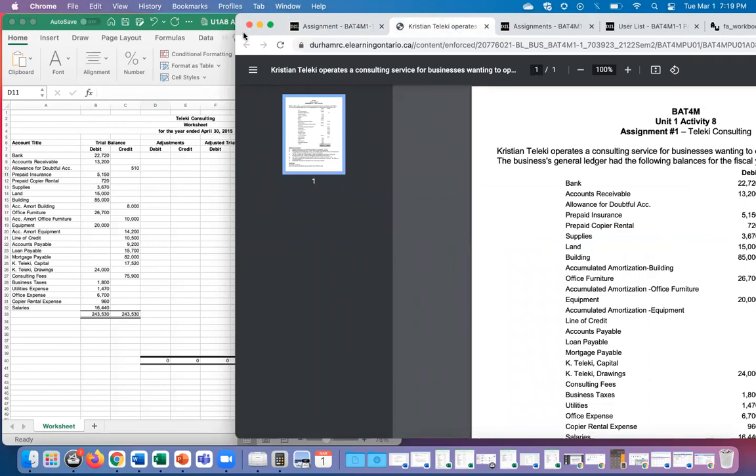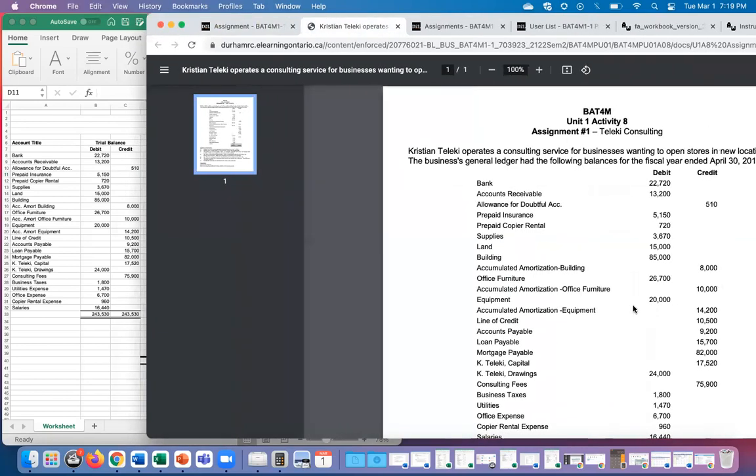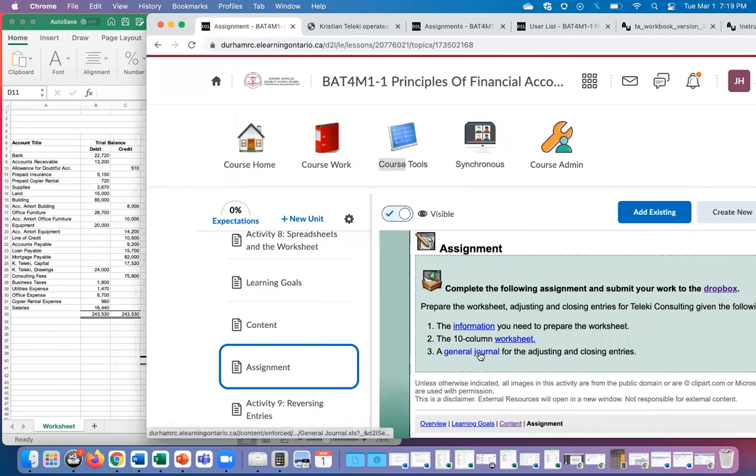Okay, the zoom bar got in my way there. Okay, so a lot of those numbers you'll see are already transferred here. The bank account debit, 22,720, accounts receivable, allowance for doubtful accounts, etc. So those are all loaded in already, and that's good. The third thing is a general journal. And again, this is for journal entries, which you guys have done many times before.